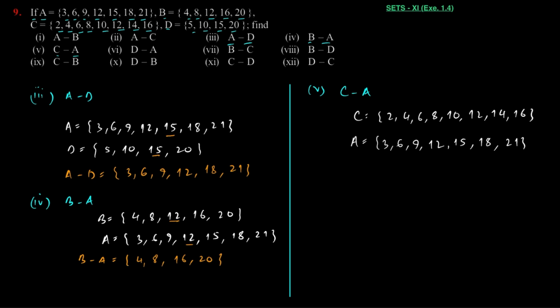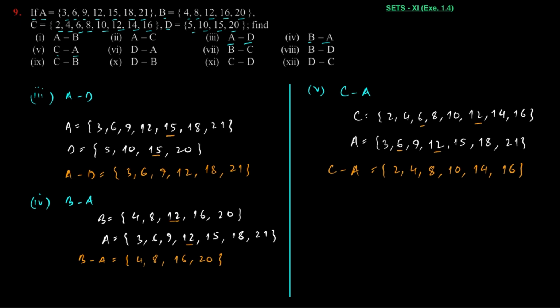Now what are the common elements? 6 and 12. So what will be C minus A? It will be set C without elements 6 and 12, as these two elements are also present in set A. So our set will be having elements as 2, 4, 8, 10, 14, and 16.